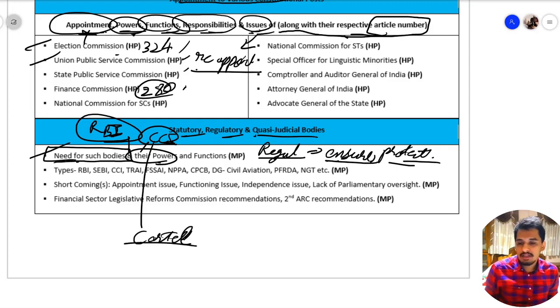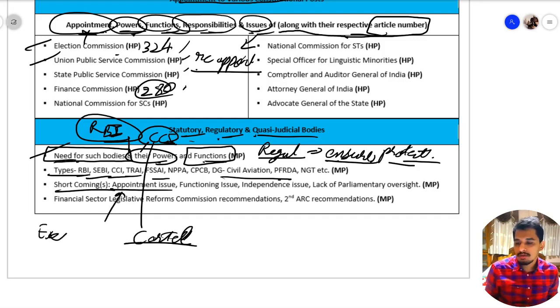Like this. Then what are the functions of these bodies? Then we have types. RBI, SEBI, CCI, TRAI, FSSAI, etc. These are the various types of regulatory and statutory bodies. Then what are the shortcomings? One of the shortcomings is the appointment issue. In the appointment issue, the appointment is only done by the executive, but it should be based on a committee so that there is no partisanship.